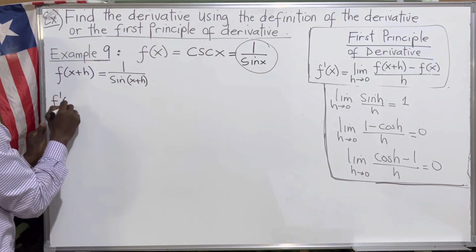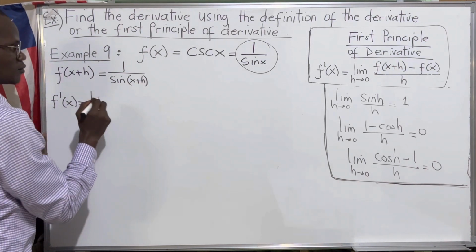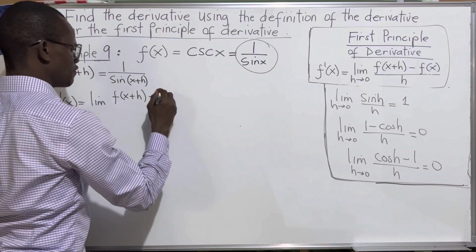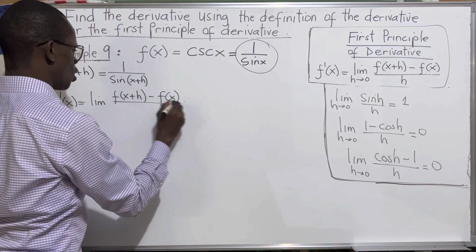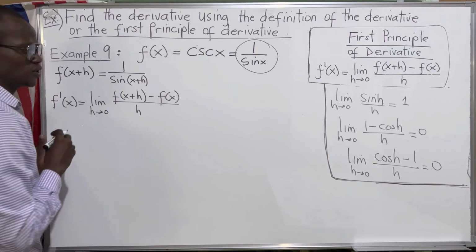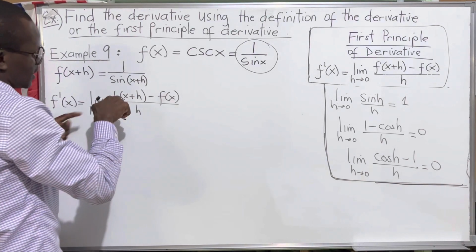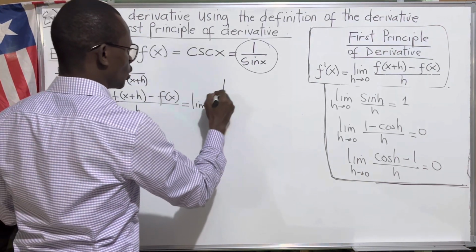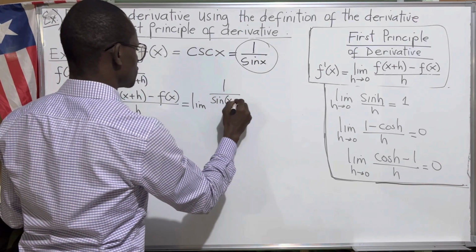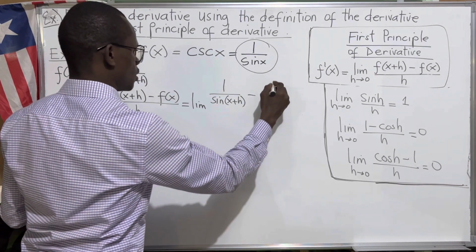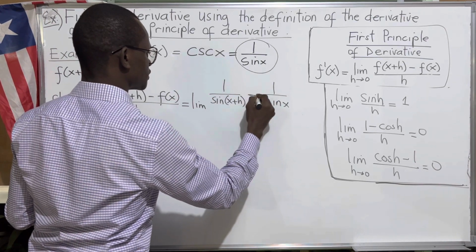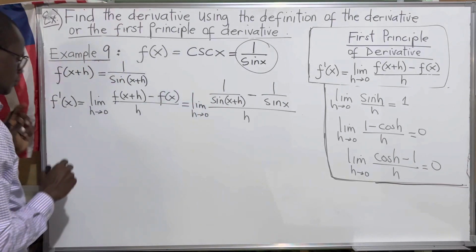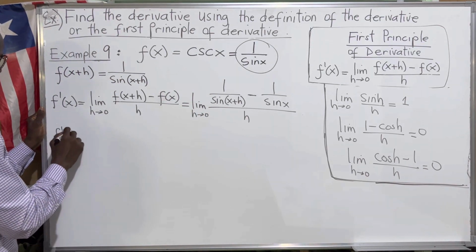We have f prime of x equals the limit of f of x plus h minus f of x, all over h, as h gets closer and closer to 0, or h is approaching 0. So anywhere I see f of x plus h, I'm going to write this expression. So the limit of 1 over sine of x plus h minus 1 over sine of x, all divided by h, as h approaches 0. So the numerator expression, we can simplify it.